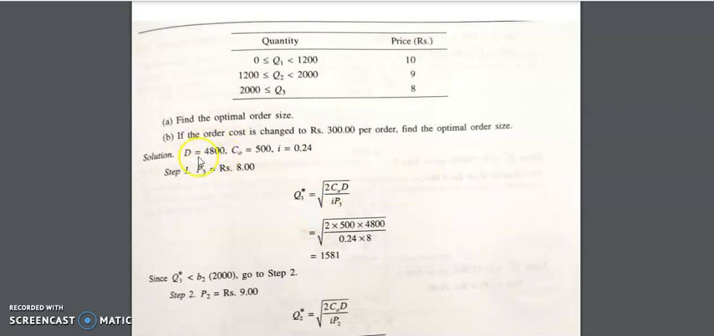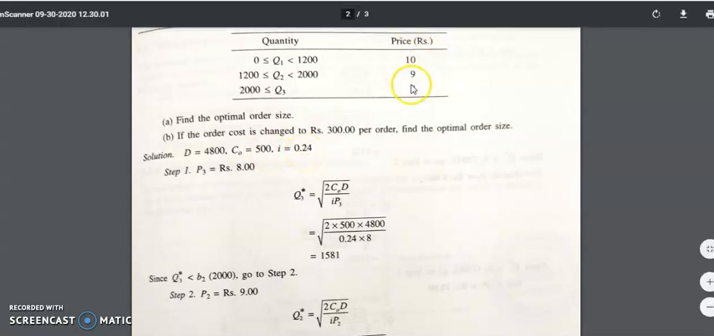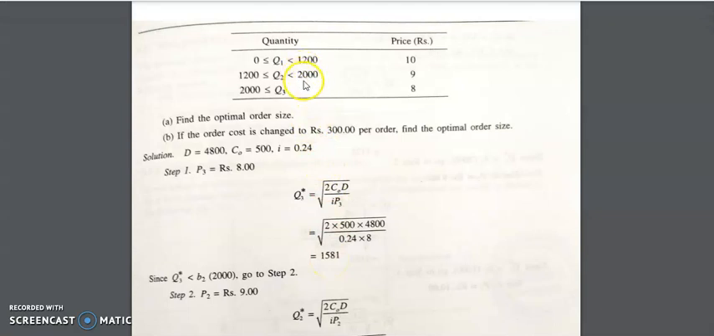Here the annual demand is 4800, the ordering cost is 500, and the carrying cost is as given in the sum. Among these three price breaks, I'm going to take the least one, which is P3, 8 rupees per unit. When you employ that in the formula, 2 into 500 into 4800 divided by the carrying cost into the price per unit, you will get 1581. If you check B2, it is 2000. The quantity for Q3 should be more than 2000. However, we have only 1581, which is less than 2000.